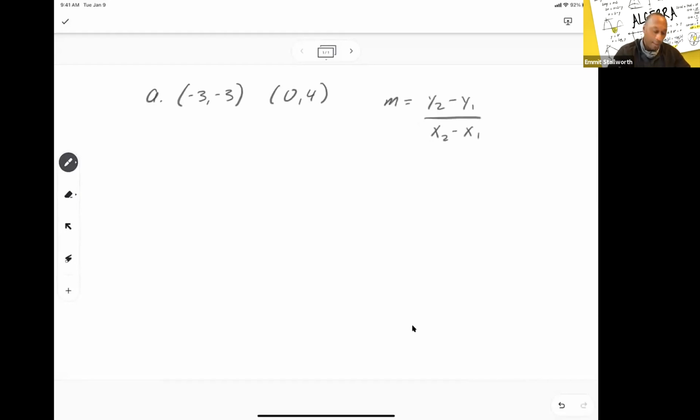All right, so let's label these points here. If I label the points, this is x sub 1, y sub 1, and this is x sub 2, y sub 2. So these are the 2 points that we have.